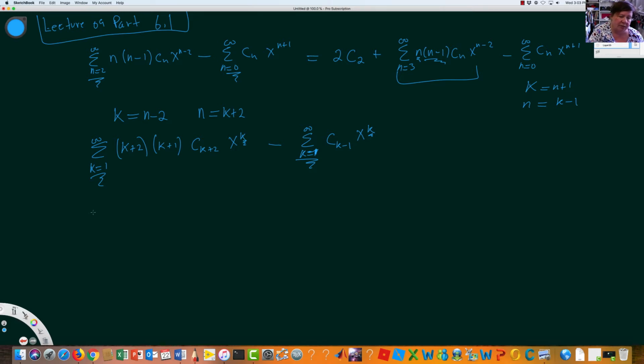And now we can write them as a single sum. So we have our sum is equal to the sum k equal 1 to infinity. Oh, I forgot the term that I took out. Let's do that. Okay, don't forget that term. So we have 2c_2, and then plus the sum from k equal 1 to infinity of (k plus 2)(k plus 1) c_(k plus 2) minus c_(k minus 1), and then all of that times x to the k.